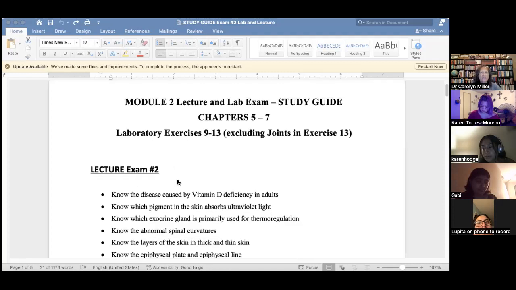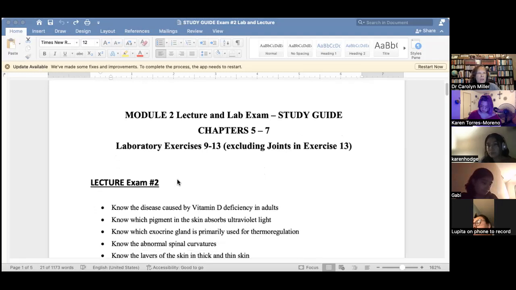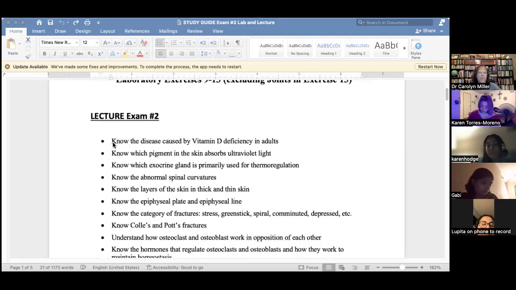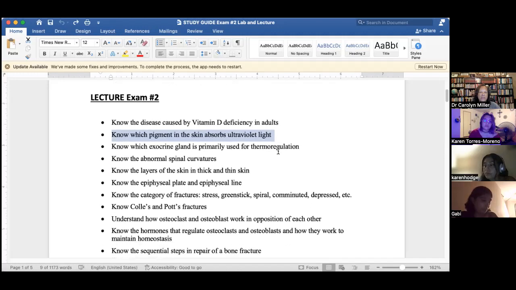So lecture exam. Know the disease caused by vitamin D deficiency in adults. That would be osteomalacia because it's rickets in kids. Know which pigment in the skin absorbs ultraviolet light. That pigment is melanin, not melatonin, melanin.